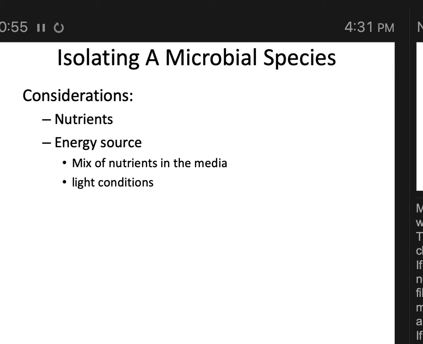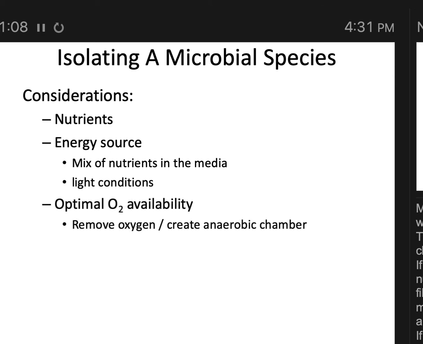Energy source. Does it need nutrients in the media for energy, or does it need light? What does this particular microbe that you're trying to culture use for energy? Optimum oxygen availability, right? Because microbes that are not tolerant of oxygen will need to grow anaerobically.